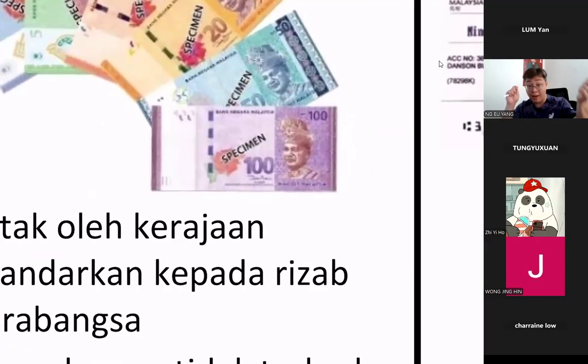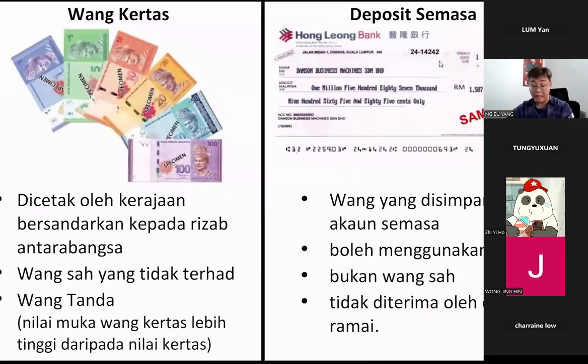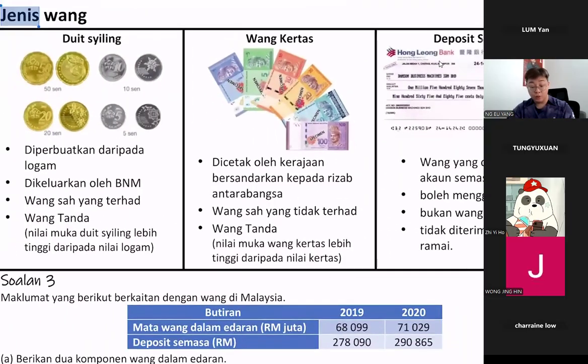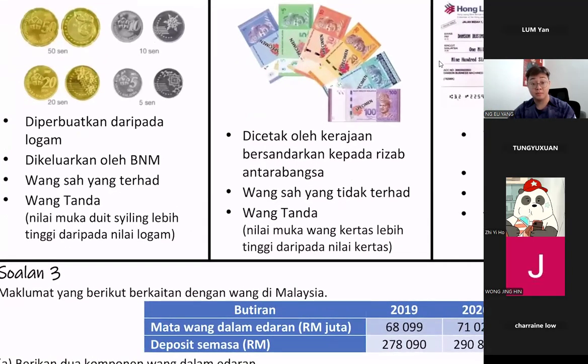So if you try to tear apart, and then we are trying to sell it as 2 different pieces of 100 ringgit, is it going to be worth 50-50? No. If you tear the 100 ringgit, it's not even worth 10 cent. So this is why nilai muka wang kertas lebih tinggi daripada nilai kertas. So I just try to summarize. 3 shilling dan wang kertas adalah wang tanda dengan nilai mukanya lebih tinggi daripada nilai sebenar.